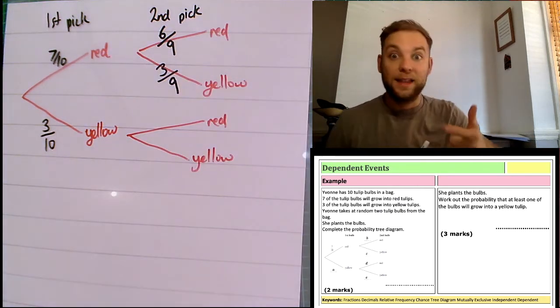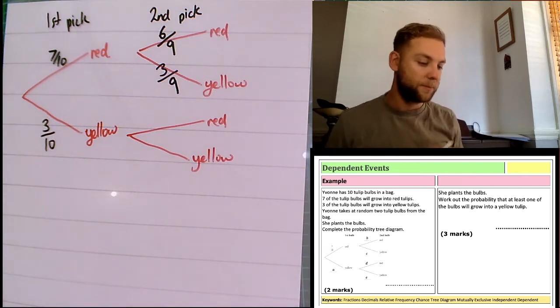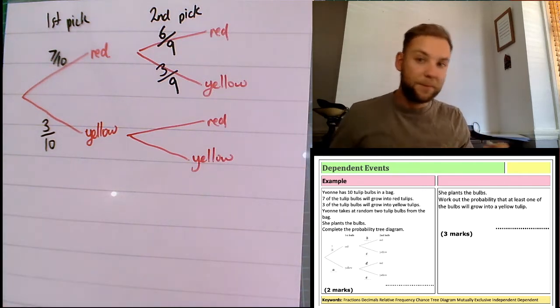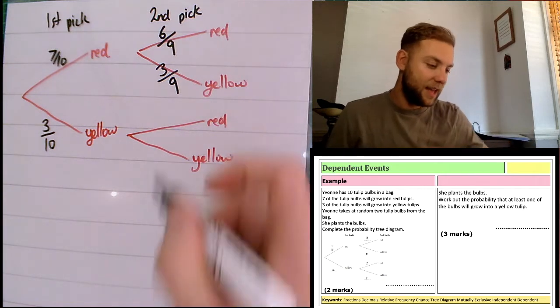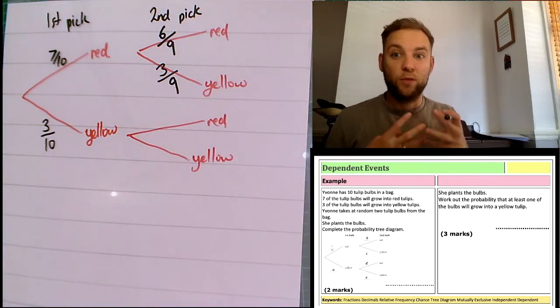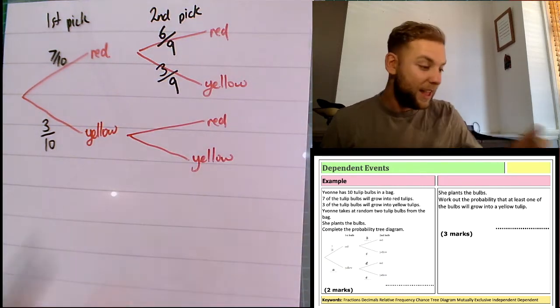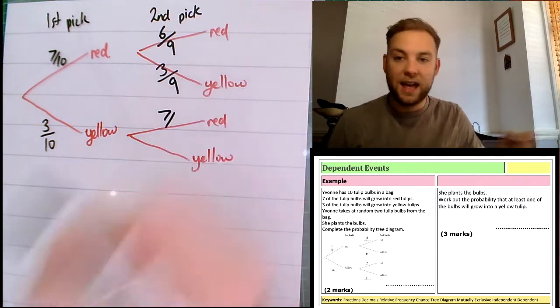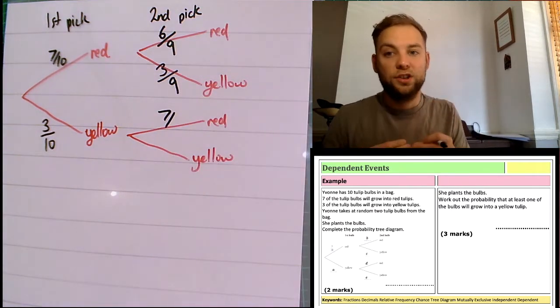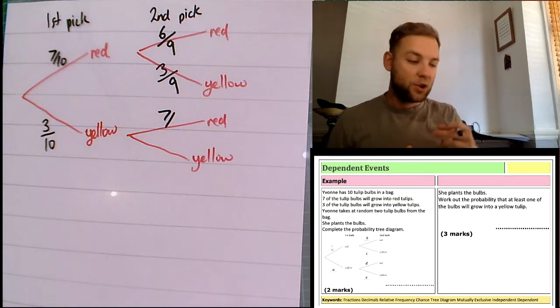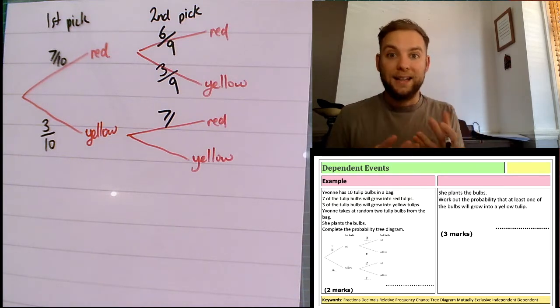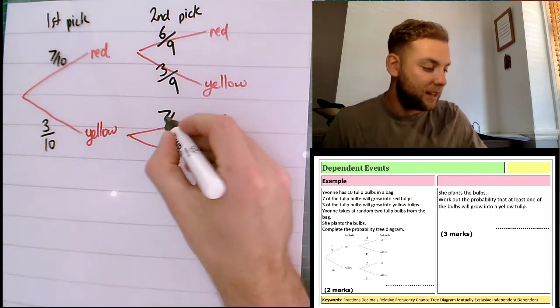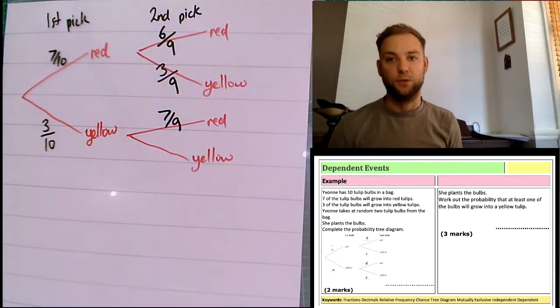So let's have a look now if we pick a yellow on our first pick. So if I take a yellow on my first pick, how many reds are left in there? Well, there were 7 reds in there originally, and if I've taken out a yellow, there are still 7 reds in there. However, the total has changed because you've taken a yellow out. There were 10 in there, I've taken 1 yellow out, which means that there's now 9 in there in total.